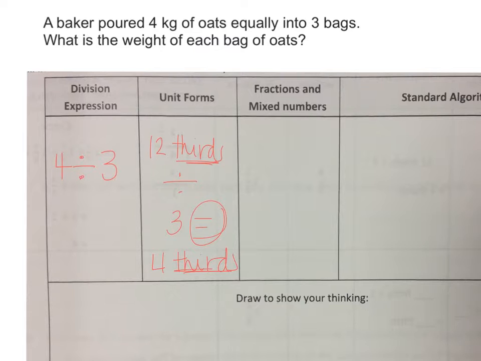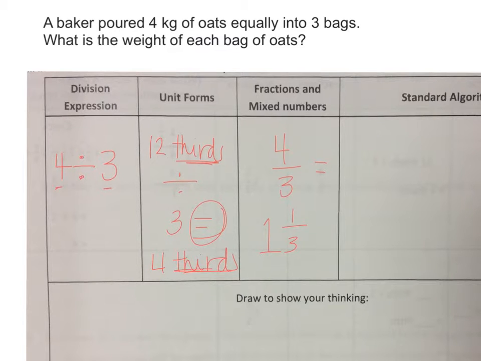Now, how can we write 4 divided by 3 as a fraction or a mixed number? Lakshan? You can do 1 and 1/3. Yeah, I could write 4 over 3, right, because it's 4 divided by 3, which is the same as 1 and 1/3. Okay? Very good.